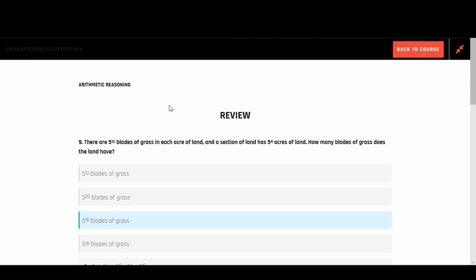All right, number 9 says there are 5 to the 12th blades of grass in each acre of land, and a section of land has 5 to the 4th acres of land. How many blades of grass does the land have? This is a good question because some people would go 5 to the 12th is the same as 5 times 5 times 5 times 5, 12 times. Now, that's not how you do this problem, obviously.